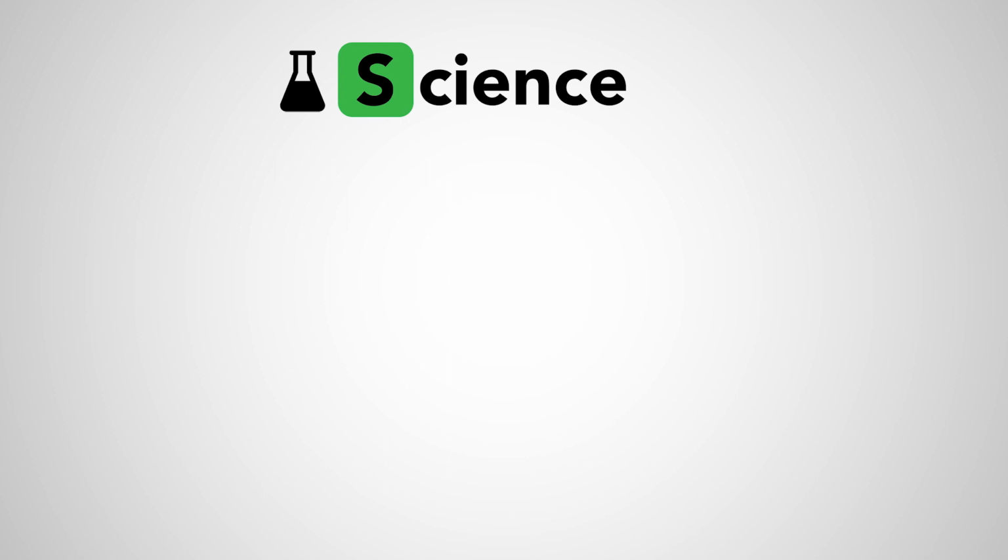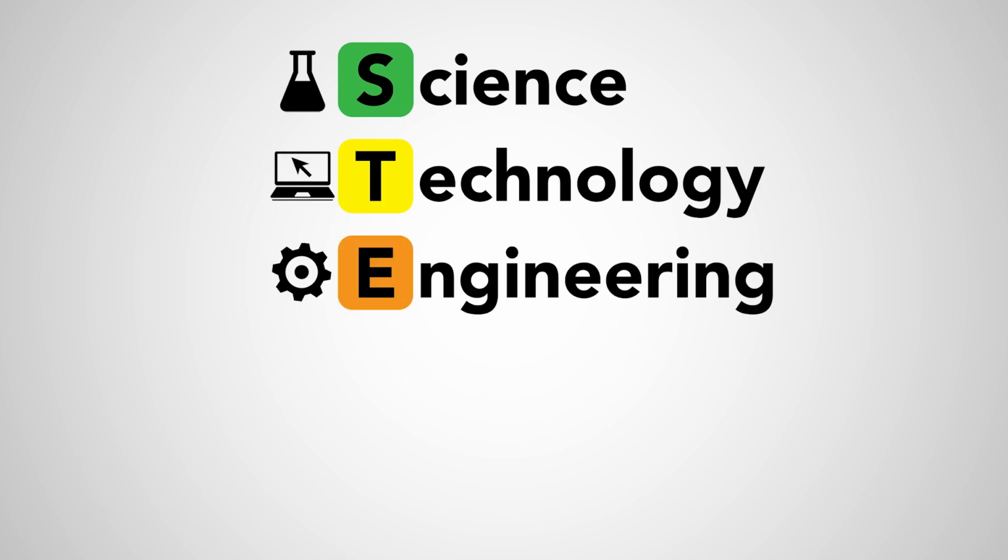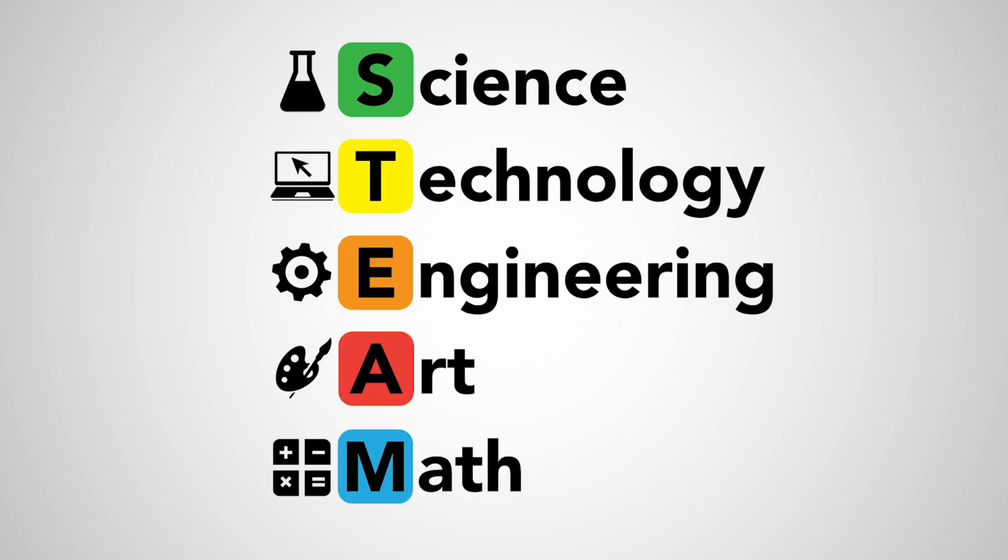STEAM friends, this unit is about a different circle of life called ecosystems. Before we begin, let's go over each letter in the word STEAM. STEAM stands for science, technology, engineering, art, and math. Great job! For this unit, we will focus on the S for science, the E for engineering, the A for art, and the M for math.